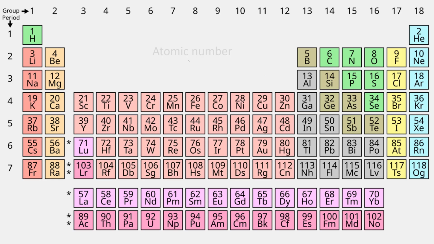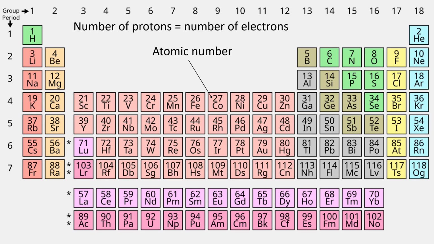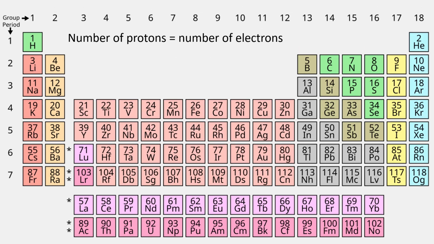The atomic number of an element is written above it in the periodic table. It represents the number of protons or electrons in an atom. And since the number of protons is equal to the number of electrons, the charge of an atom is neutral.